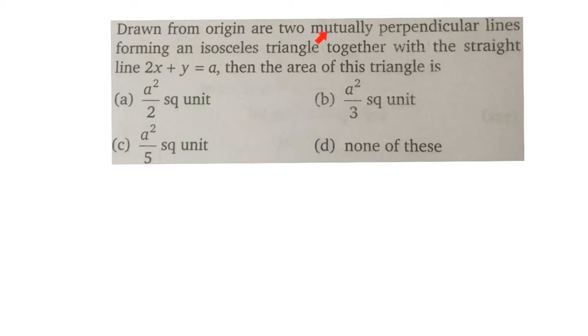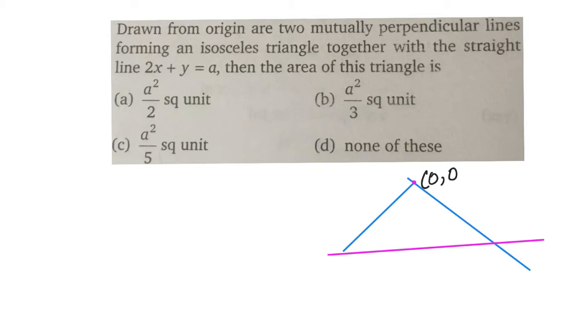Drawn from origin are two mutually perpendicular lines forming an isosceles triangle with the straight line 2x + y = a. So let us see how this diagram comes. The blue lines are the two mutually perpendicular lines, and the pink line is the line 2x + y = a. Now we have been told that these three lines form an isosceles right angle triangle.